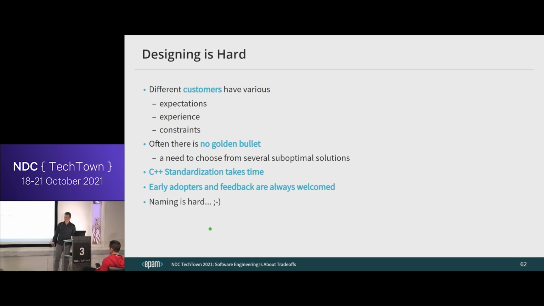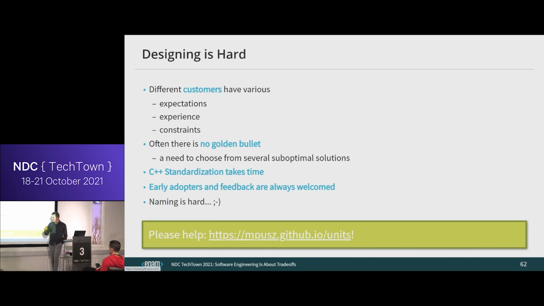Naming is hard. That's always the problem with designing, that naming is the hardest part of it. And if you would like to provide some feedback, if you would like to try, please go to mpusz.github.io/units. There is great documentation, at least I think it's great, for a C++ standard project. You will find all information there. Also, we have integrated Gitpod lately, which is just great. You can just click, and in a few seconds, you are in a fully set up environment to work with. So you can also try this one.